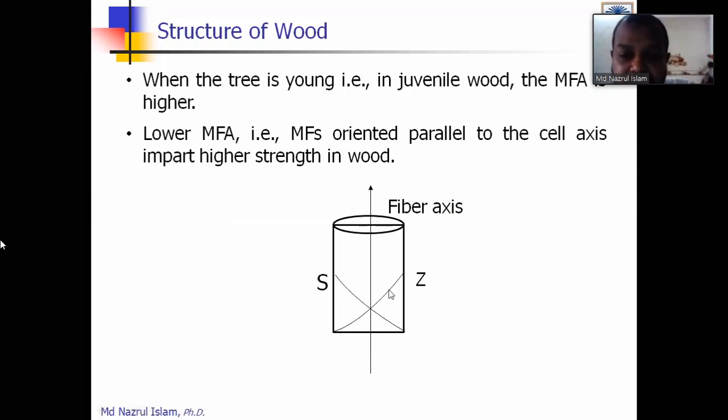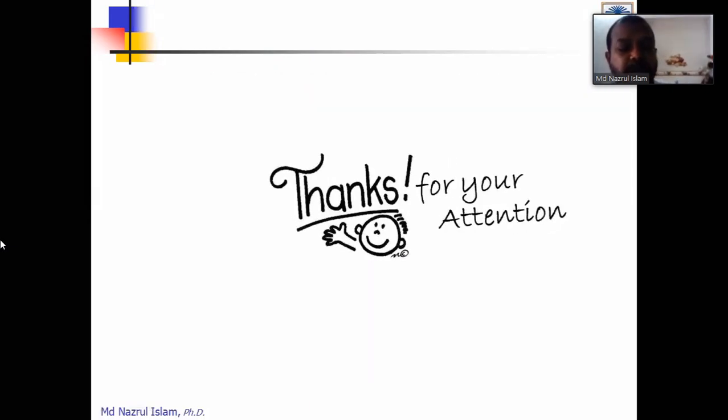On the right hand side, if the microfibril moves from left to right, we say that is the Z helix, and from right to left, we say that is the S helix. The angle it makes with the fiber axis is the microfibril angle. So we always prefer a lower microfibril angle if we want to control the shrinkage or swelling. So that is the orientation, or structure, of the cell wall.